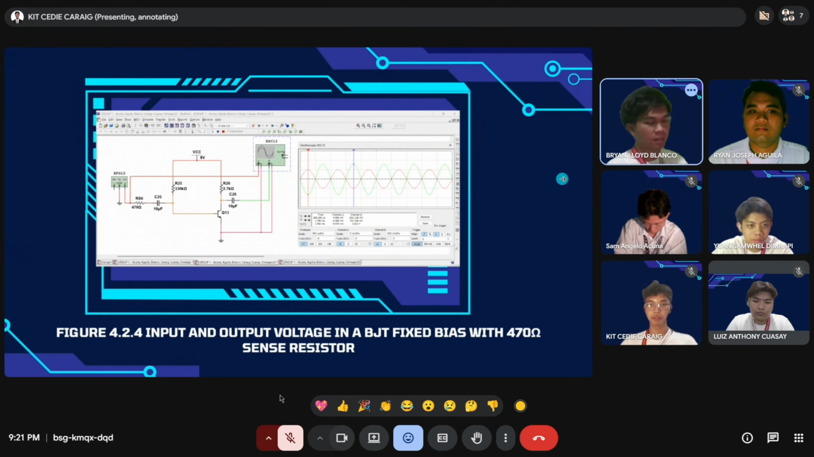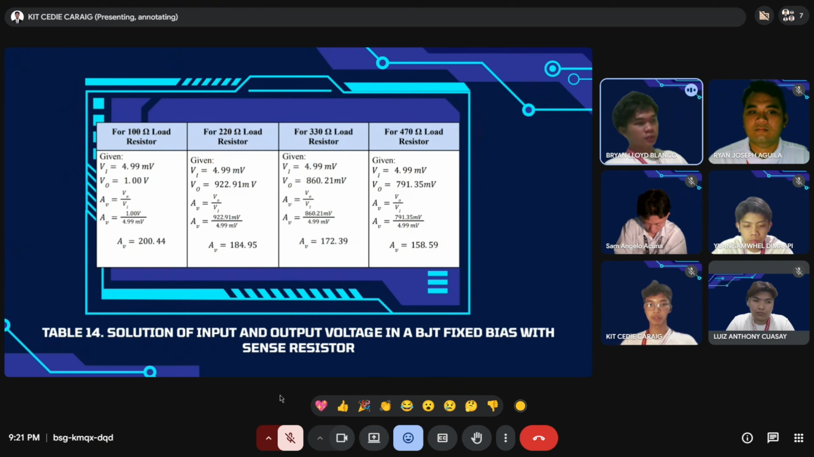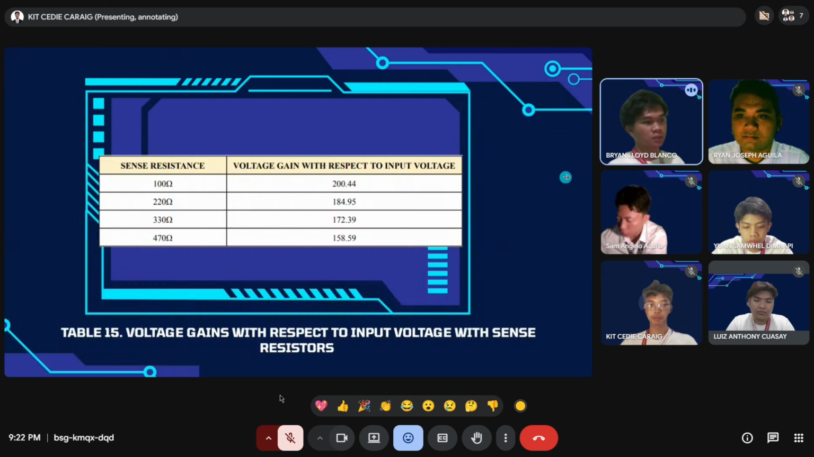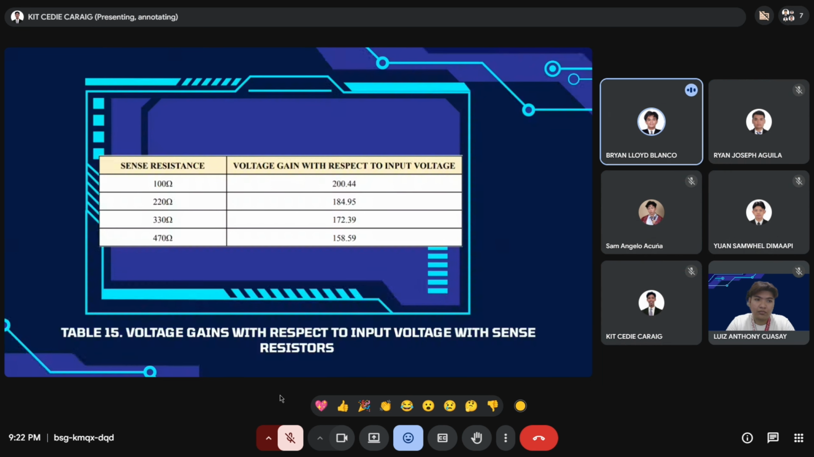Next slide. For table 14 and 15, record the voltage gains with respect to the input voltage: 0.44 at 100 ohms decreases to 184.95 at 220 ohms, drops further to 172.39 at 330 ohms, and reaches its lowest value of 158.59 at 470 ohms.